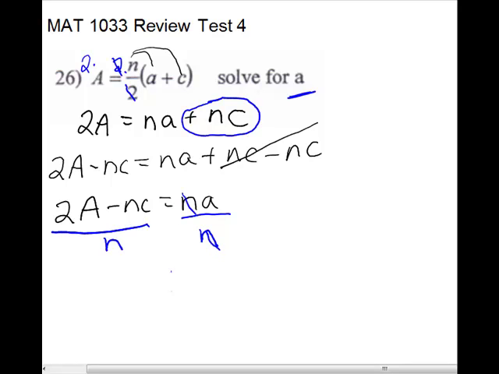On the right-hand side, it will cancel. Leaves you just a. That was our goal. There's nothing you can do on the other side. You are not allowed to cancel out the n's because there is no n in the first term, and there is a sign in between. So 2a minus nc divided by n equals a.